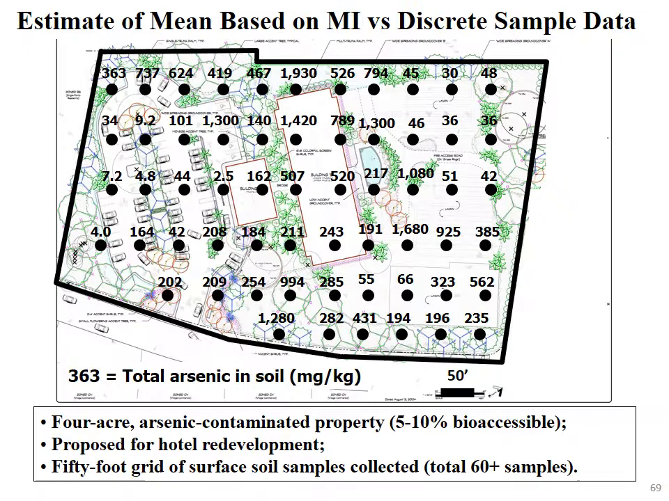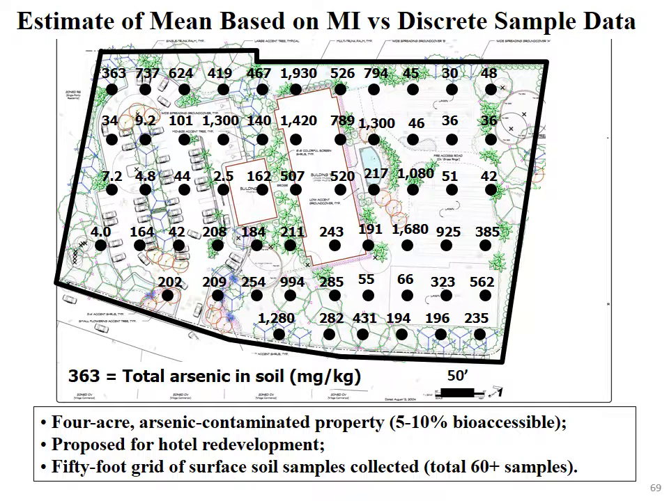This has gone on for a while, but let's compare some data where we have both discrete sample data and multi-increment sample data from the same site. This is where multi-increment sampling methods first got started in Hawaii. John Peard, when he first came here, was testing this site, 4 acres. We hadn't started looking at multi-increment samples yet. He collected about 15 discrete samples, and the data were all over the place, even near side-by-side samples.